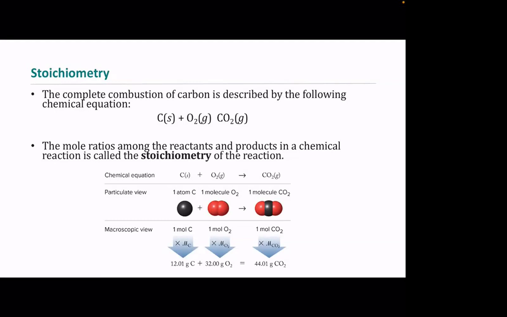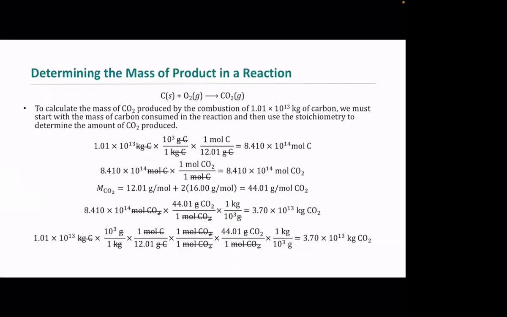This is just showing you that mass-mole relationship. This is the molar mass of carbon, the molar mass of oxygen, and the molar mass of CO2. So, to calculate the mass of CO2 produced by the combustion of 1.01 times 10 to the 13 kilograms of carbon, that number has significance. I don't know if it's the amount of CO2 we're putting into the atmosphere or something like that.